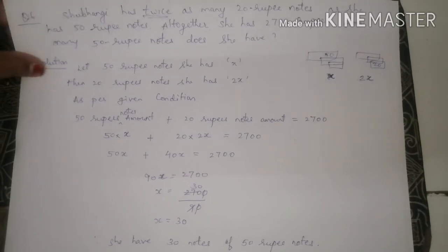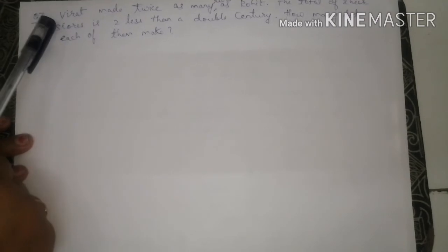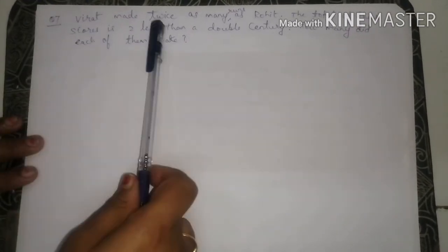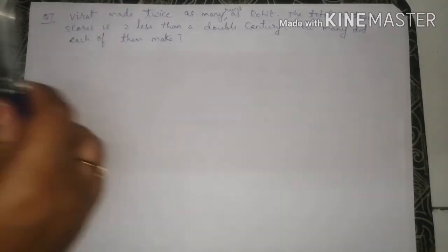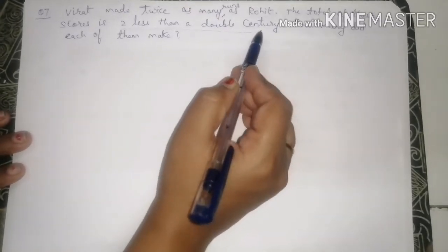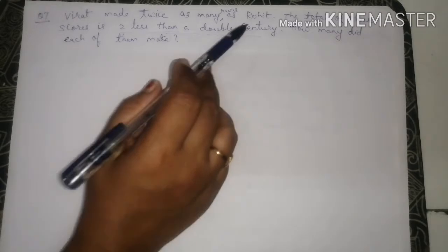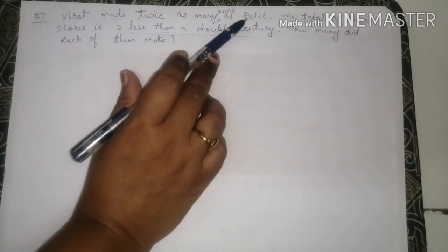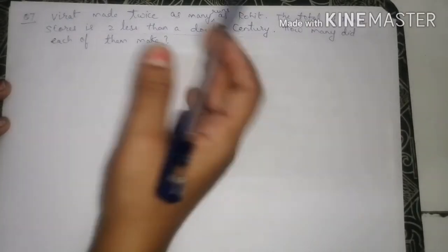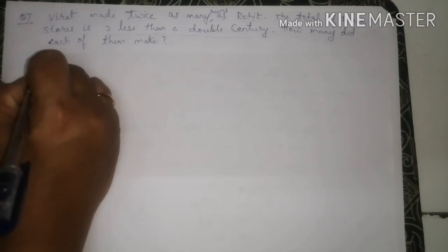Now let's move to the last word problem of this chapter, question number 7. See here, read the problem. Virat made twice, meaning two, double, as many runs as Rohit. The total of their scores is 2 less than a double century. How many did each of them make? There are two persons, Virat and Rohit. We don't know how many runs Rohit has made. They are saying Virat made double that of Rohit. So let us first assume Rohit's runs as x.